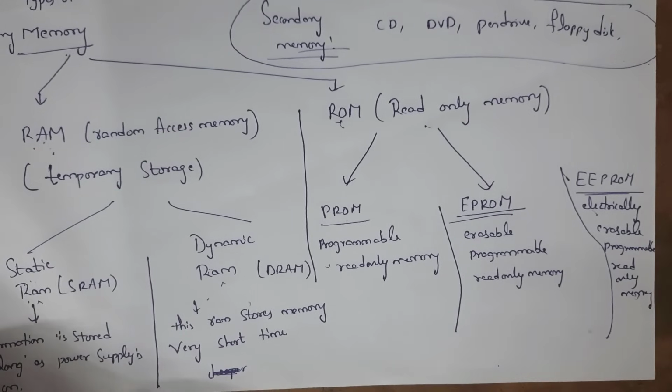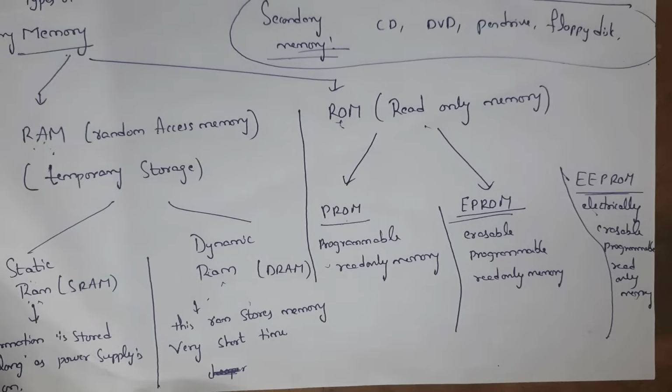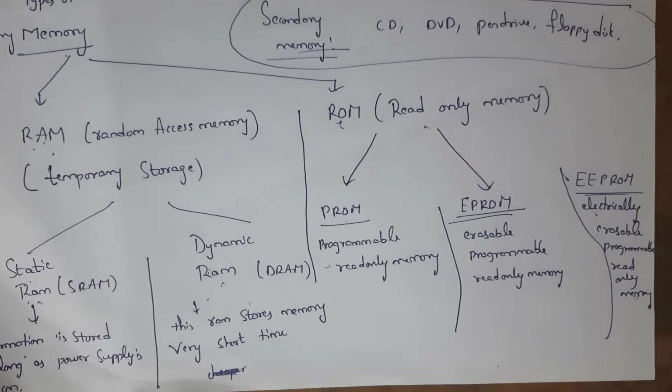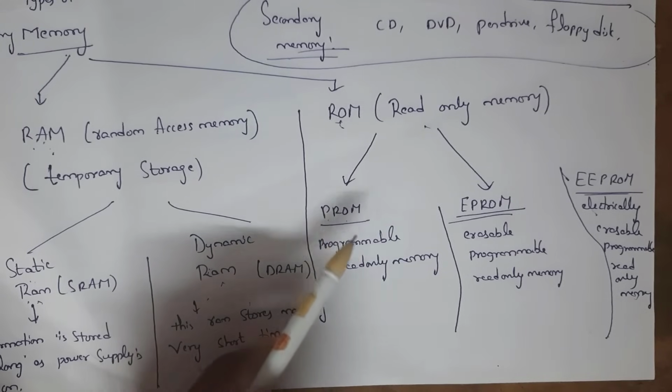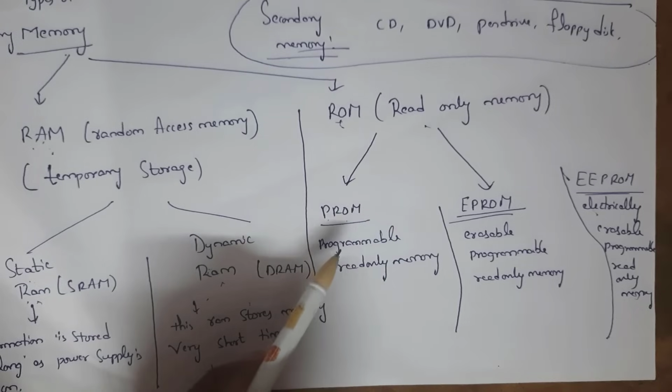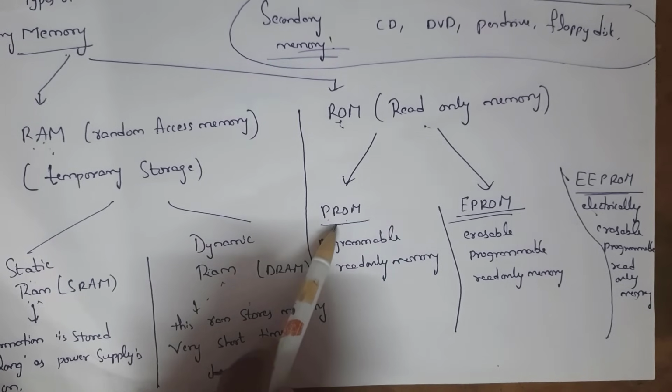Next I will explain ROM. ROM stands for read-only memory. This is permanent storage, because even if we shut down our system, the data will be present in our system. So we call this ROM permanent storage. There are three types of ROM. First one is PROM, where PROM stands for programmable read-only memory. In programmable read-only memory, once we copy any data in PROM, we cannot delete that data.